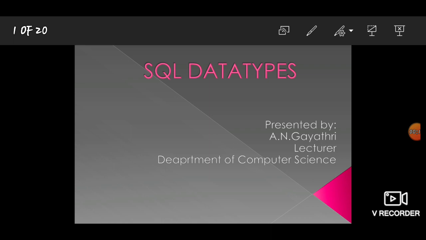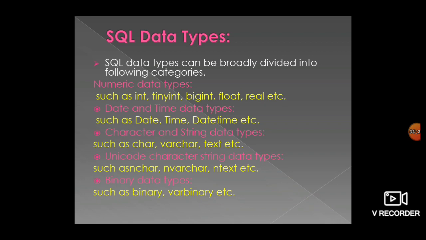Today I am going to discuss a topic on SQL data types. Here we are going to see the SQL data types. There are different kinds of data types, such as numeric data types, date and time data types, character and string data types, Unicode character string data types, and binary data types.